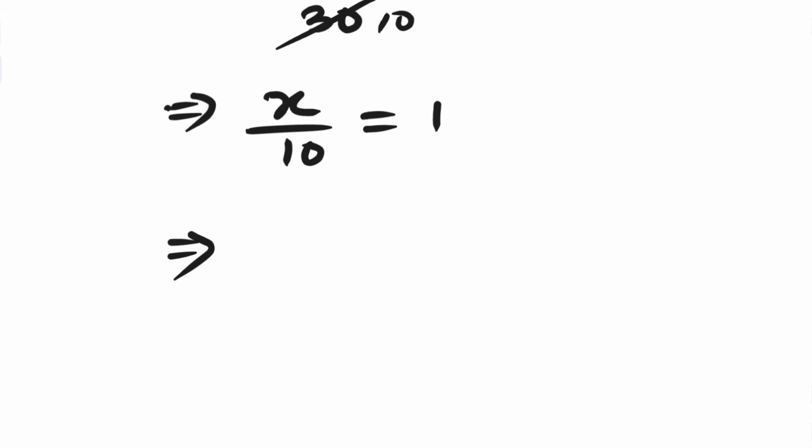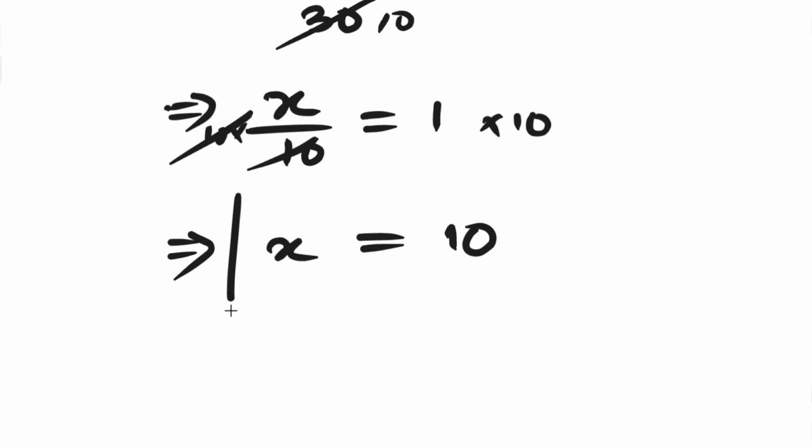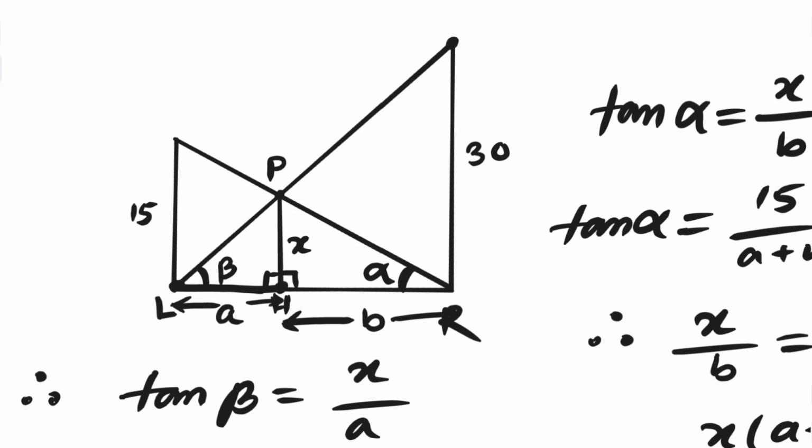At this point, the final step is very straightforward. If x divided by 10 equals 1, multiply both sides by 10. That gives x equals 10. So, the perpendicular length from P down to the horizontal base is exactly 10 units. Notice how we never had to find A or B individually. The two tangent relationships allowed those unknown horizontal distances to disappear when we added the equations together. That is the central trick here.